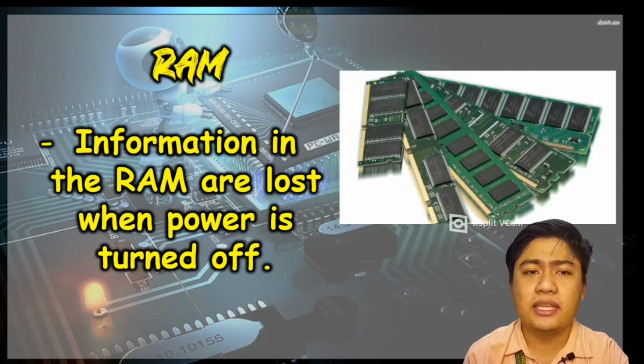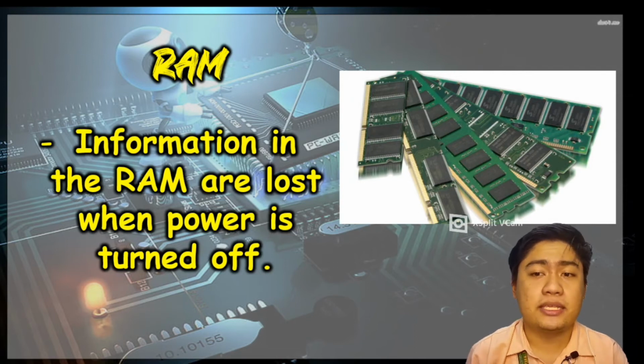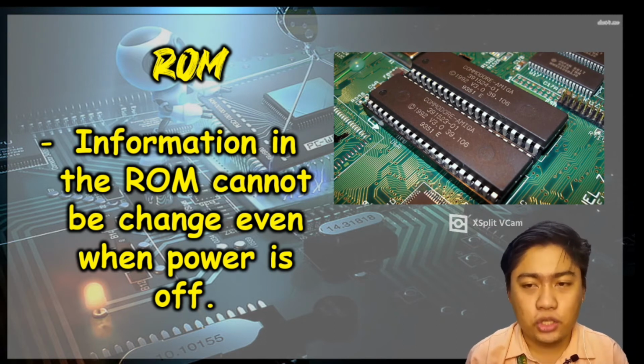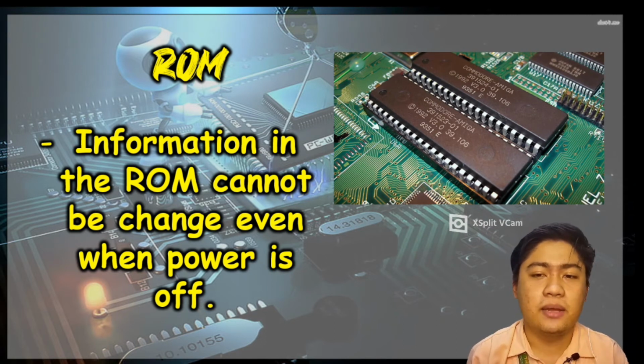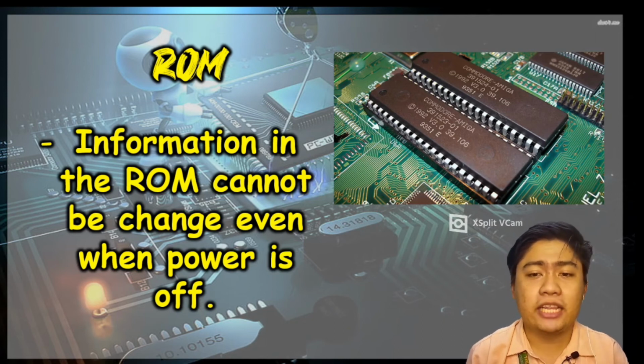Let's have first the RAM. RAM is also called the main memory. Data and programs are placed here when the CPU is processing. Information in the RAM are lost when power is turned off. Next, ROM or read-only memory. It stores important programs, for example, to start the computer. ROM information cannot be changed even when power is off.